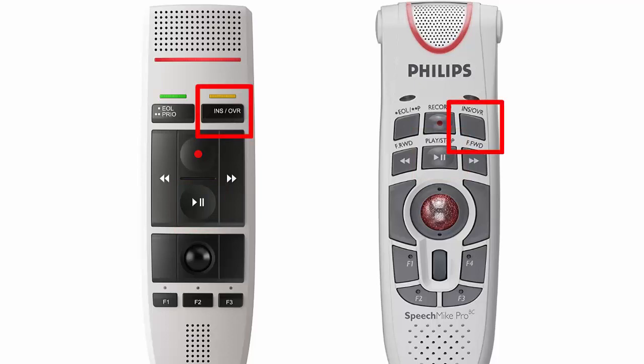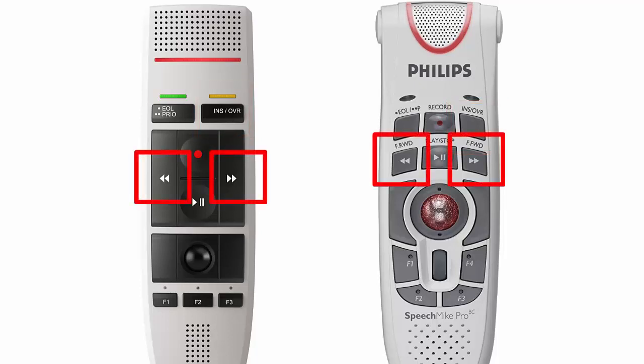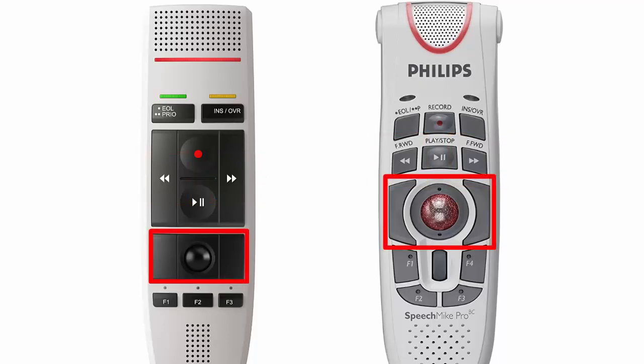Insert, overwrite. This is used if you wish to insert or overwrite something into your dictation. Fast forward and fast rewind buttons. The rollerball can be used to move the mouse cursor around the screen. The buttons on the left and the right are the equivalent to a left and right mouse click.